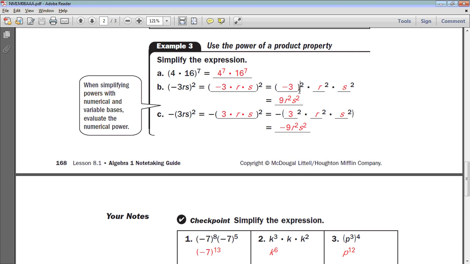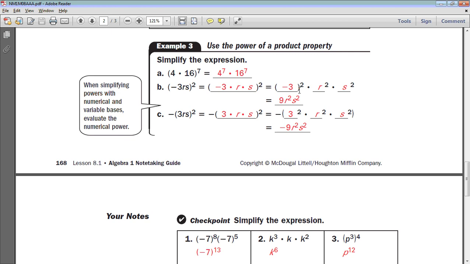The reason they did this is they want you to see the difference. This one is going to give me a negative answer because I'm distributing my square to the 3, the r, and the s, not the negative, because it's outside the parentheses. You see how it's outside the parentheses? So that just gives me -3 squared times r squared times s squared, which 3 squared is 9, but then I have that negative outside the parentheses. That's just like times -1. You see why this one's negative and this one's not? That's why they did that example.